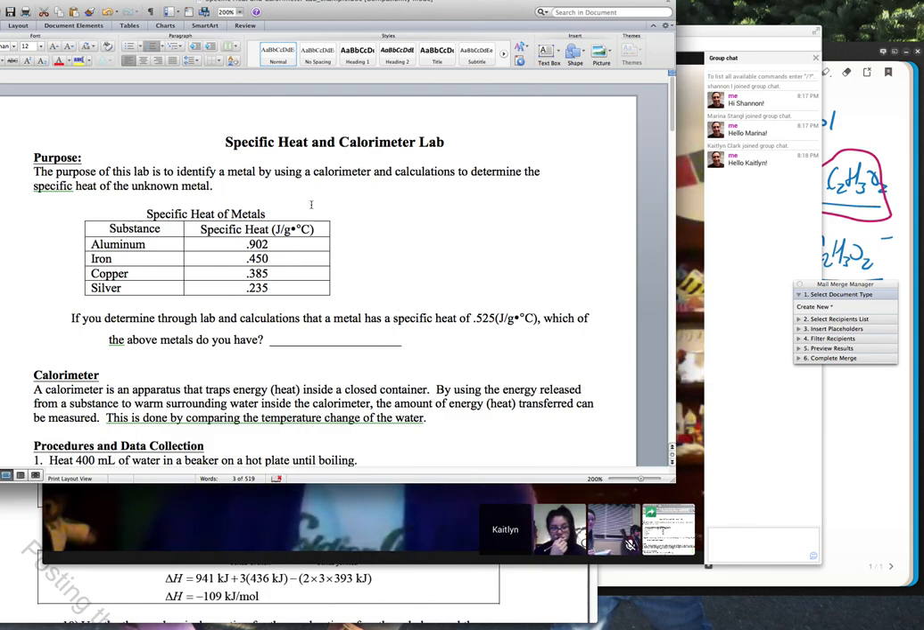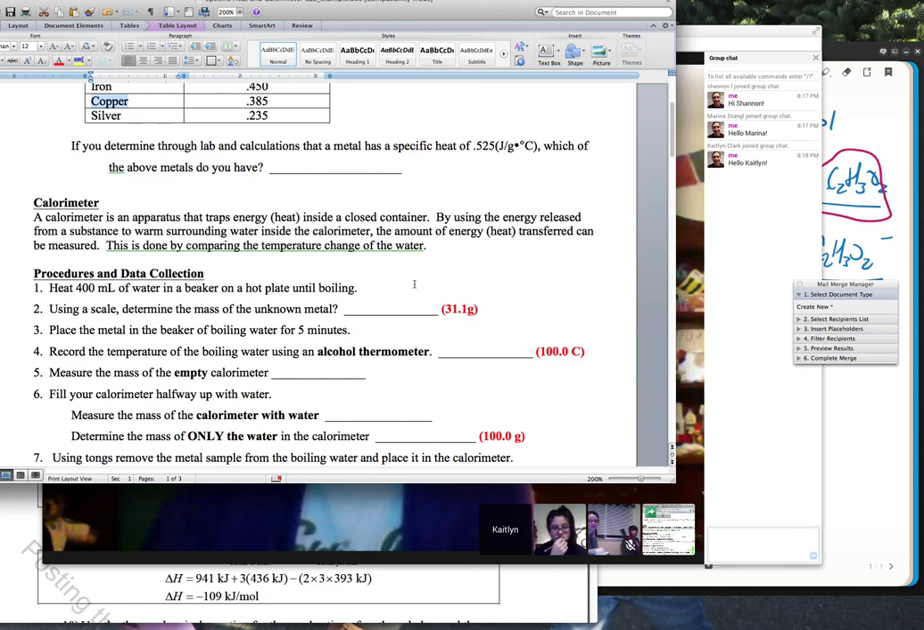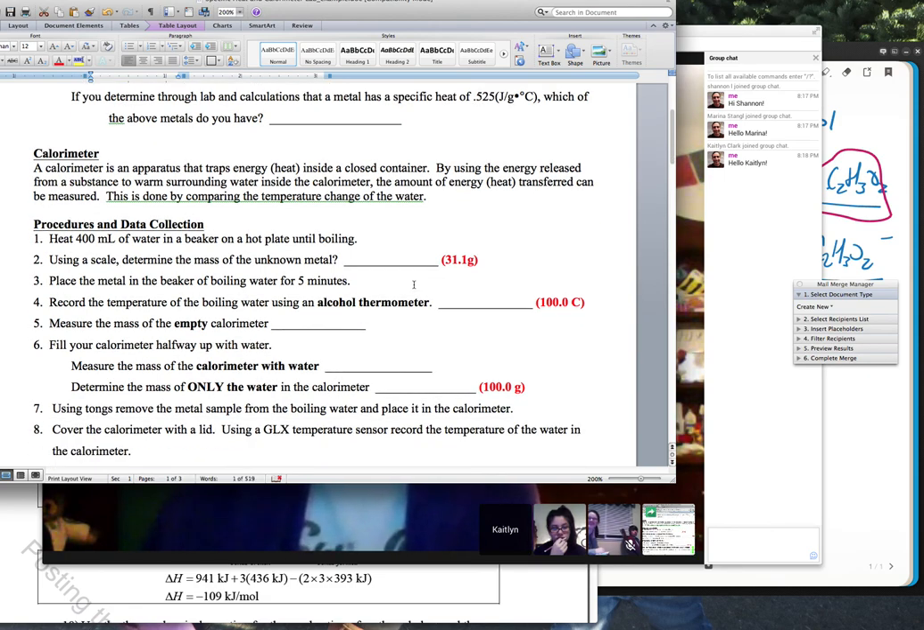Okay, so in this particular case, what we did is we gave you guys brown colored tubes that were metal and asked you to find the specific heat of the metal and compare it to this chart to find which one you have: aluminum, iron, copper, or silver. Of course, everyone in the class automatically knew it was copper, but we did the lab anyhow. So you do the lab and you find that the mass of your metal was 31.1 grams.